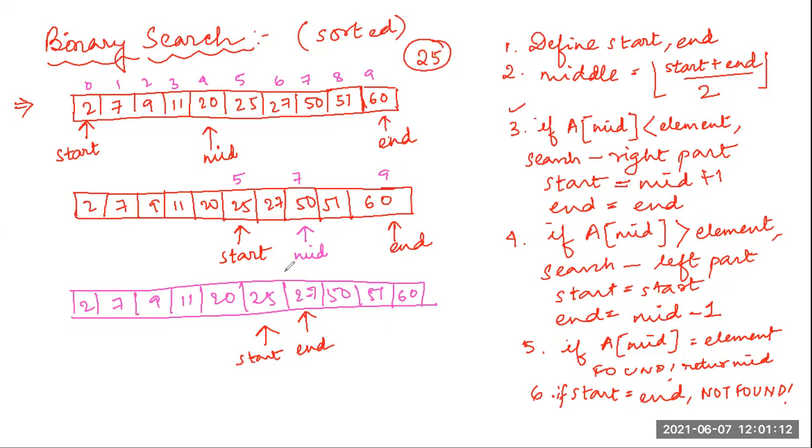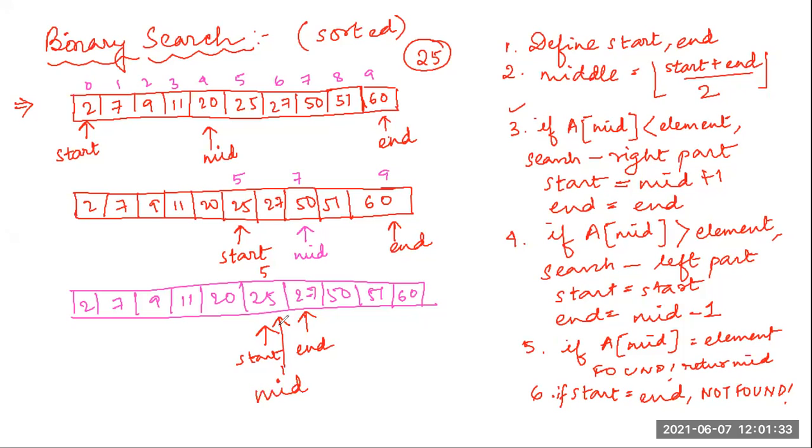11 by 2 is 5.5. We will take the lower floor value, that is 5. This 5 is my fifth position. My mid is calculated to be here. This is my mid, right?